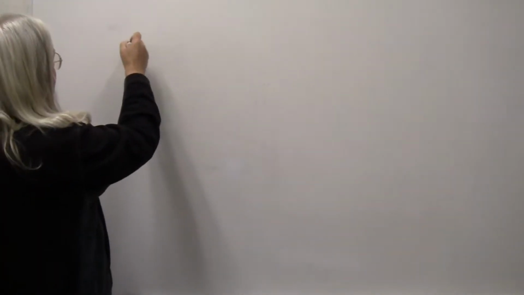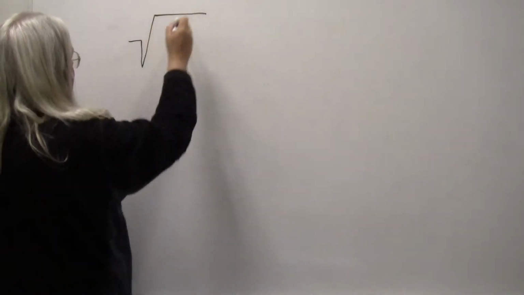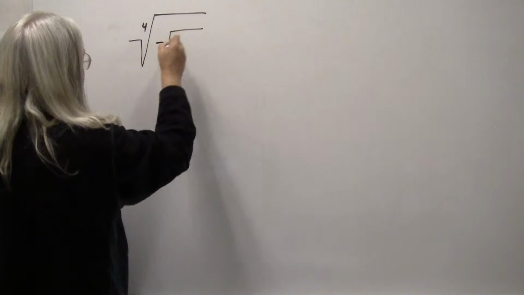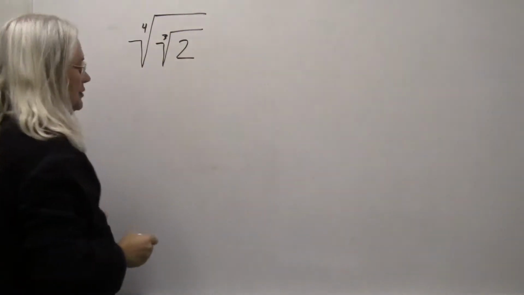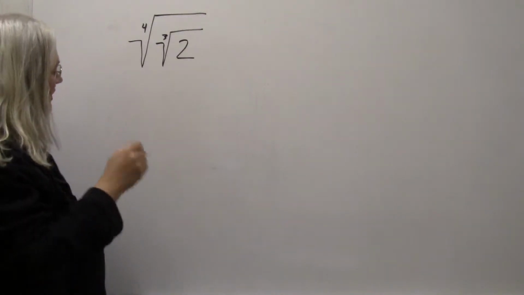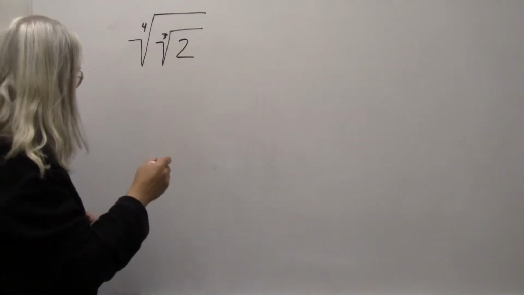It was a horrible thing that looked like a radical with a 4 and then a radical inside with a 3 of the 2. What an ugly mess. But the whole idea is to apply a rule.